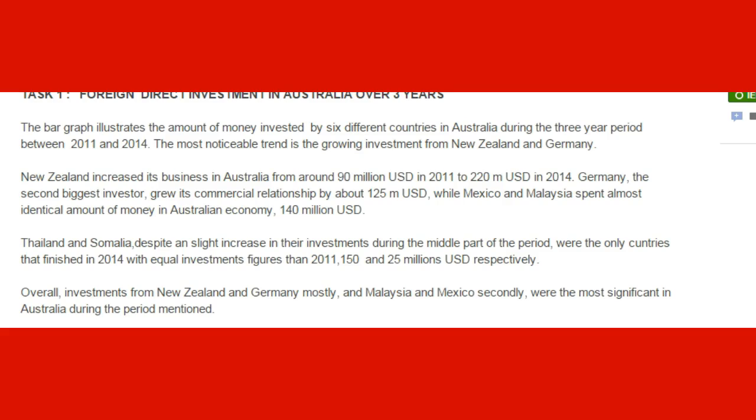Germany led the other countries, followed by Malaysia and Mexico as the most prominent investors in Australia during the period mentioned. Wonderful. Very good work. Very good work.